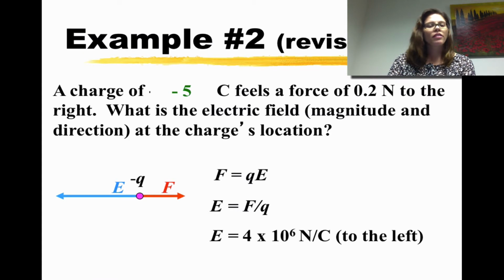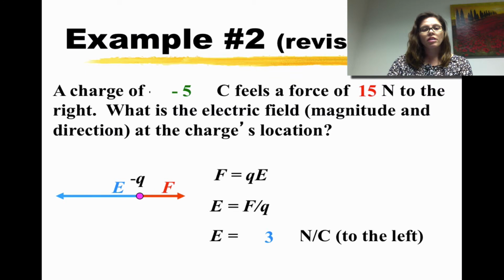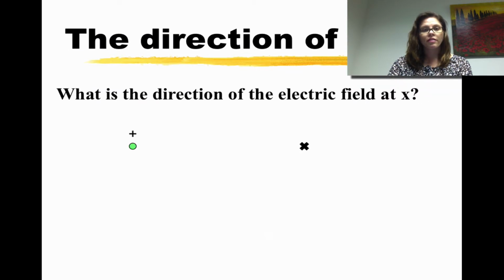Okay, so if you're having trouble with the scientific notation, just make these easier numbers. Let's say a charge of -5 coulombs feels a force of 15 newtons. So then you would do 15, the force, divided by the charge 5, and you would get 3 newtons per coulomb. So don't let the scientific notation throw you off.